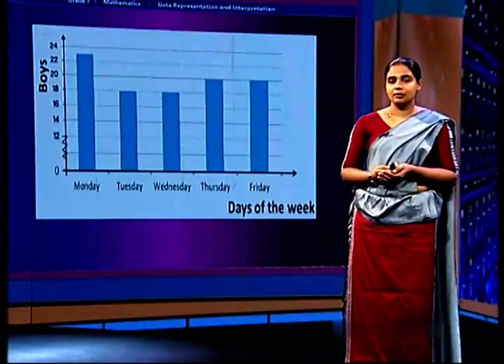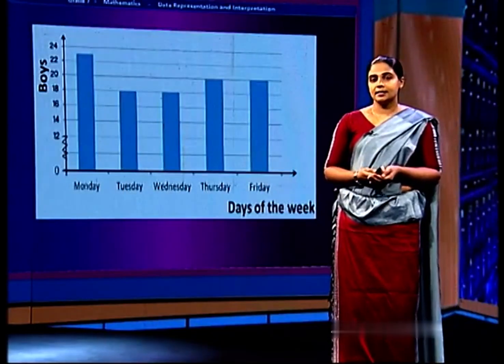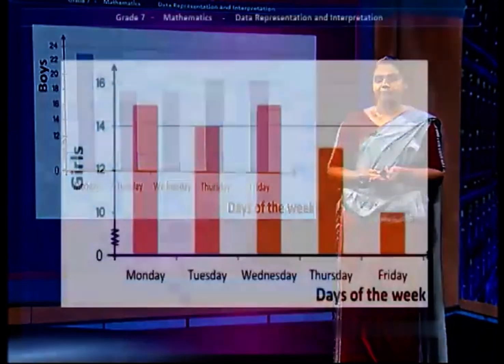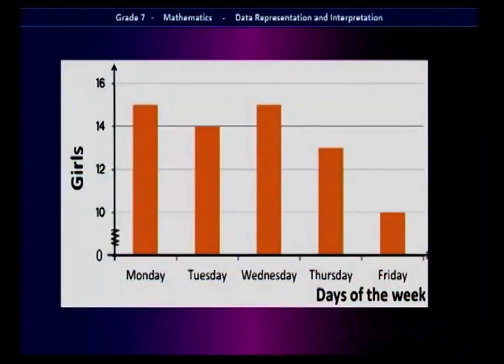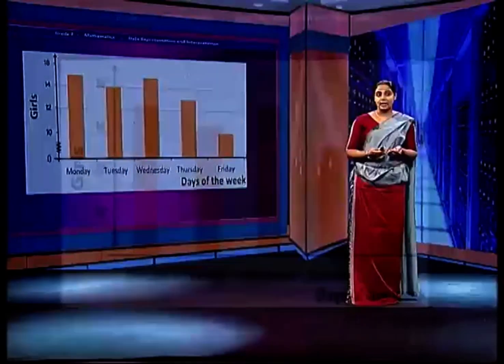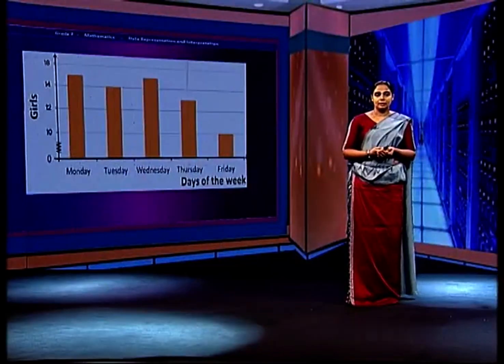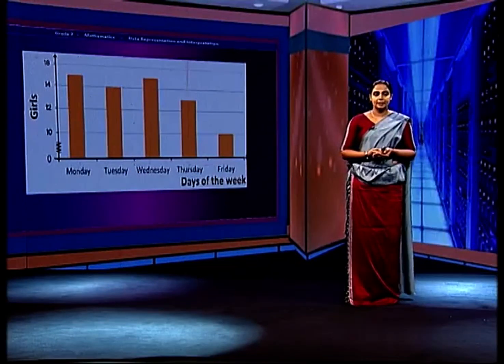Then how can we show the number of girls? Let's draw another graph for girls, for Monday, Tuesday, Wednesday, Thursday and Friday. The number of girls is 15 on Monday. On Tuesday it is 14, Wednesday it is 15, Thursday it is 13 and Friday it is 10. It is very easy to draw these bars. Then you can color them as you wish.